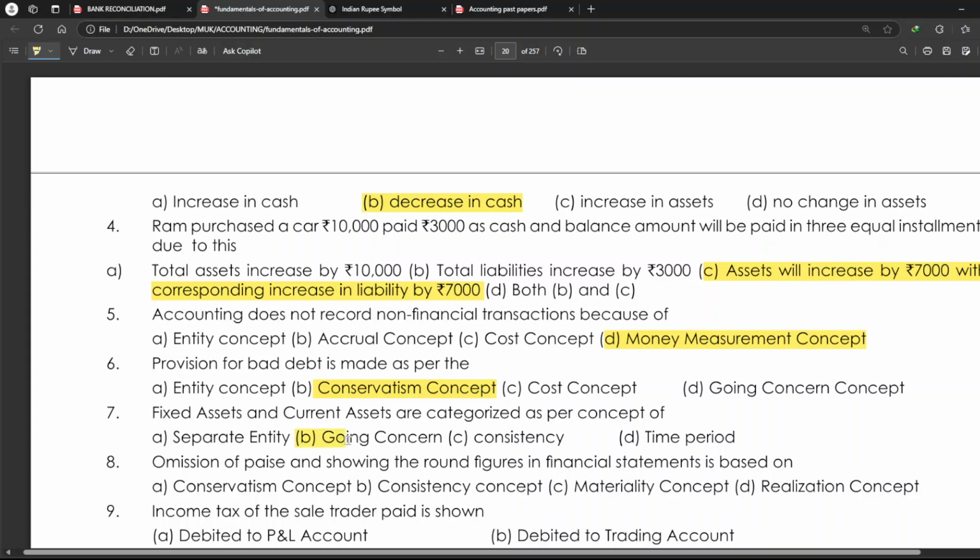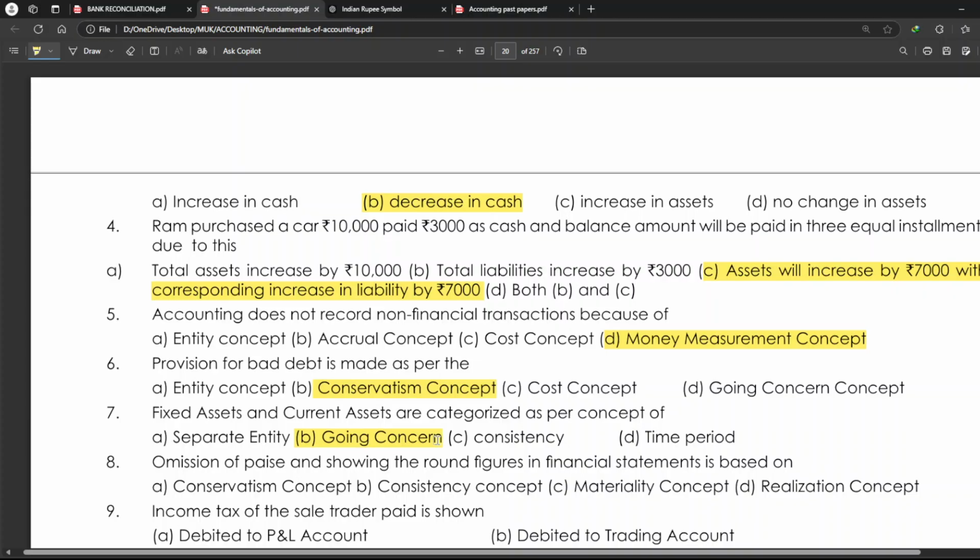It is B, going concern. What does the going concern say? It says that the entity will continue in existence indefinitely. What does that mean? It provides a basis showing the value of assets in the balance sheet.